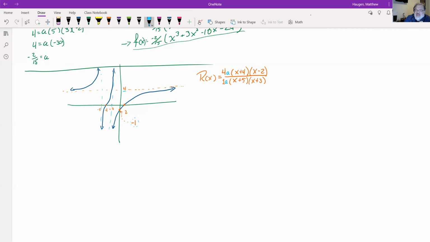Now, how do we figure out that A? Well, the same way we figured out the A in the problem above. We know this point. We know that this function evaluated at 0 has to equal -1. So this function at 0 is what? 4a times 4 times -2 over 1a times 5 times 3, and that has to equal -1. And we solve for a.